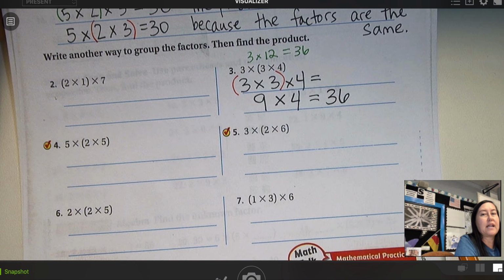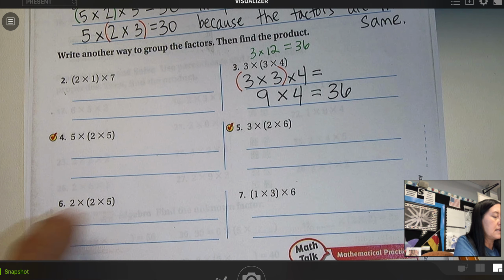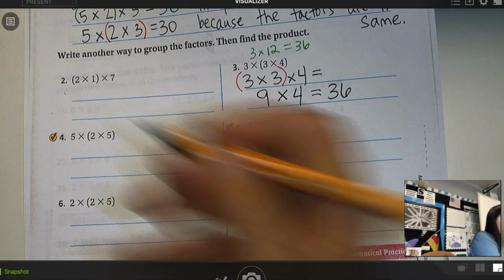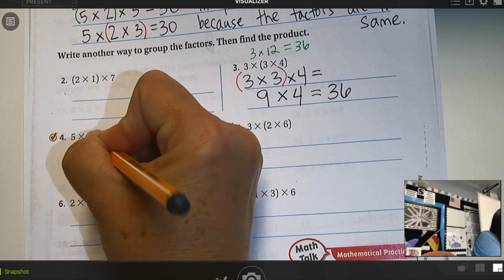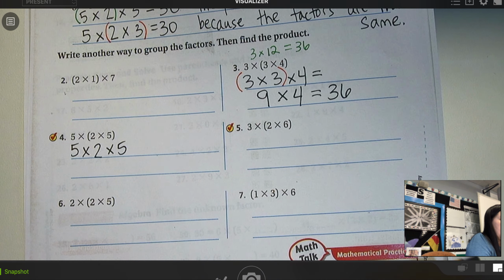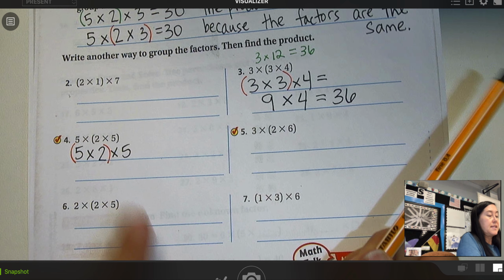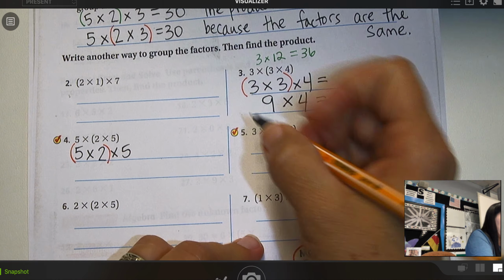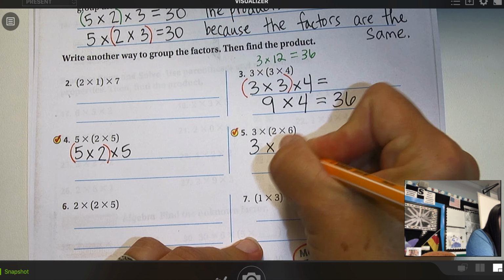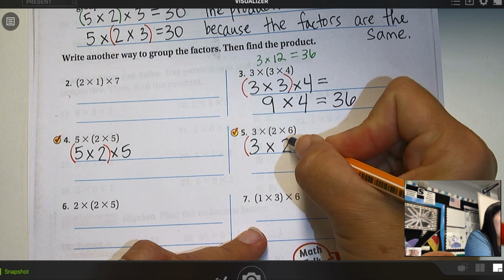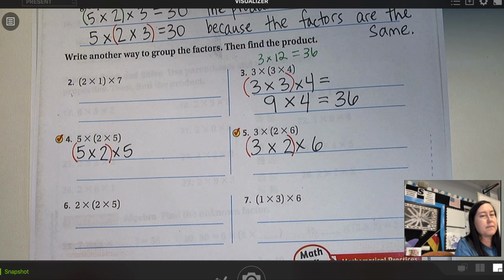let's do 4 and 5 together now, and we'll do 2, 6, and 7 in the live lesson if you would like to do it that way. So we're going to write the factors down in the same order, and we're going to just move those parentheses. Okay, I'm going to get you to this step. I want you to solve it on your own. So we're writing the factors down, but we're going to move those parentheses. So instead of doing 2 times 6, I'm going to do 3 times 2 and then times that by 6.